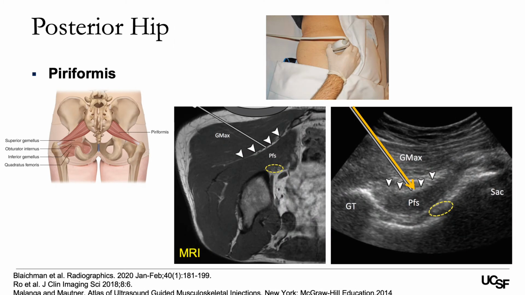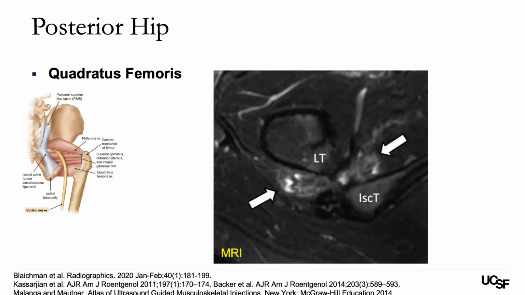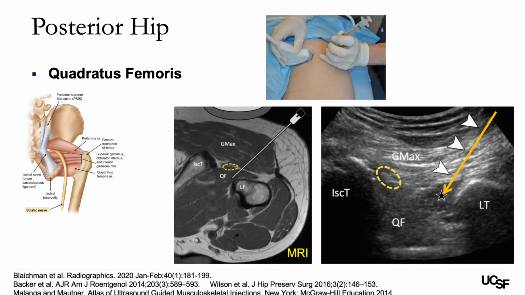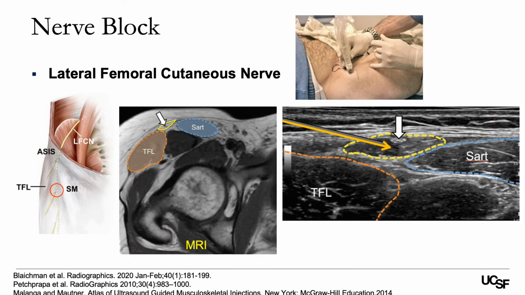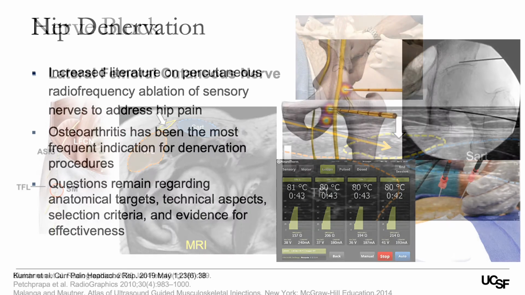Piriformis syndrome is a condition referring to sciatic nerve entrapment by the piriformis muscle. The quadratus femoris is a flat quadrangular muscle located posterior to the hip joint. Study results have demonstrated transient but significant relief of the symptoms. The lateral femoral cutaneous nerve is a sensory nerve arising from the posterior division.